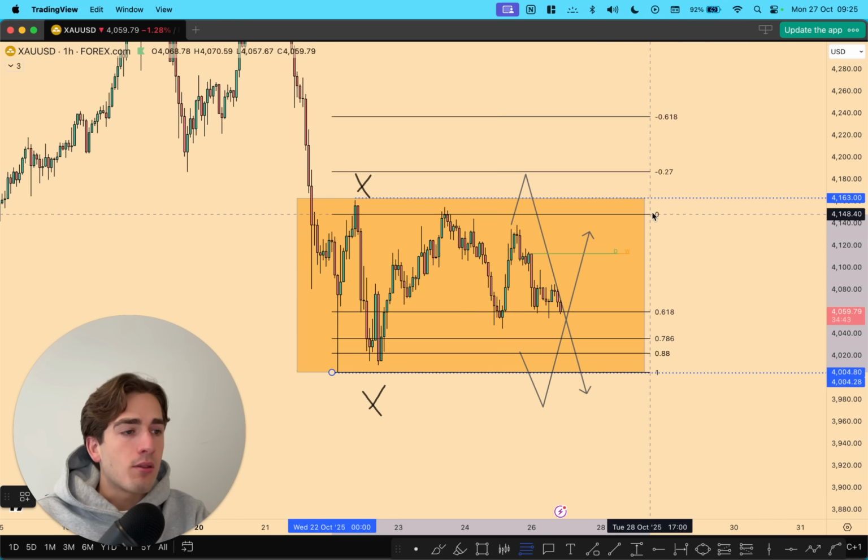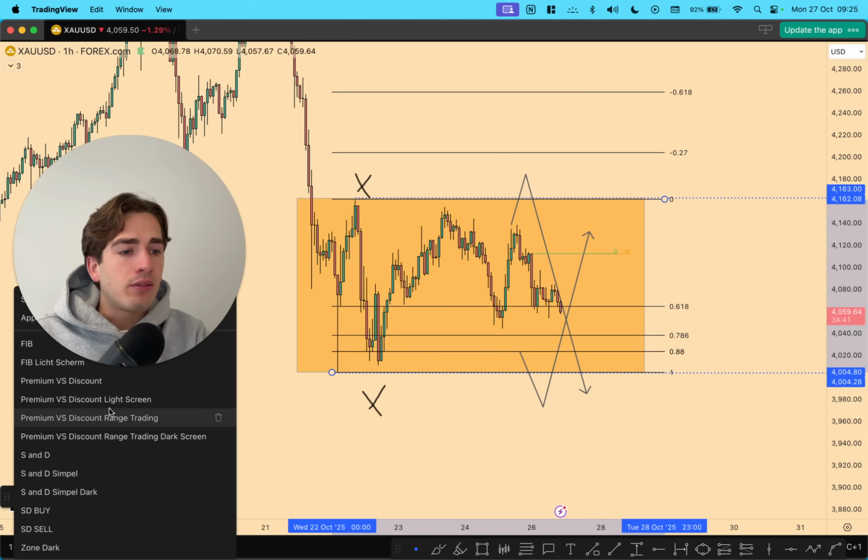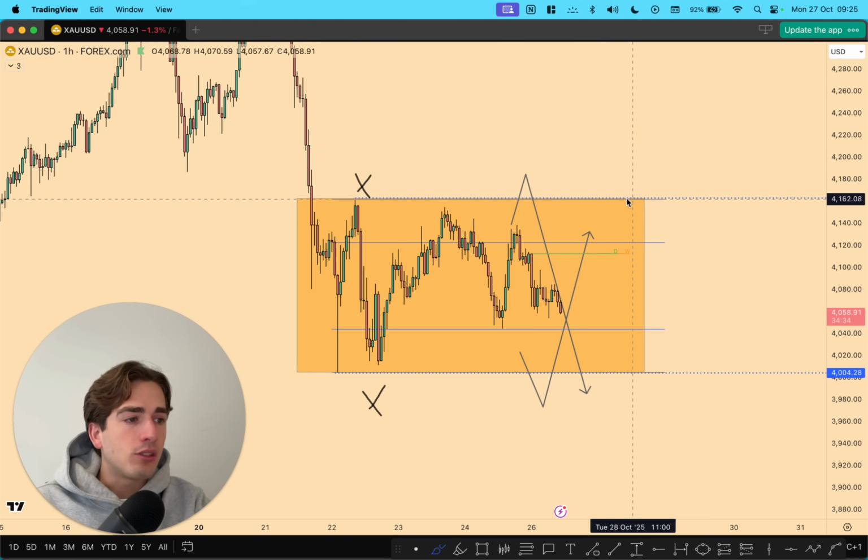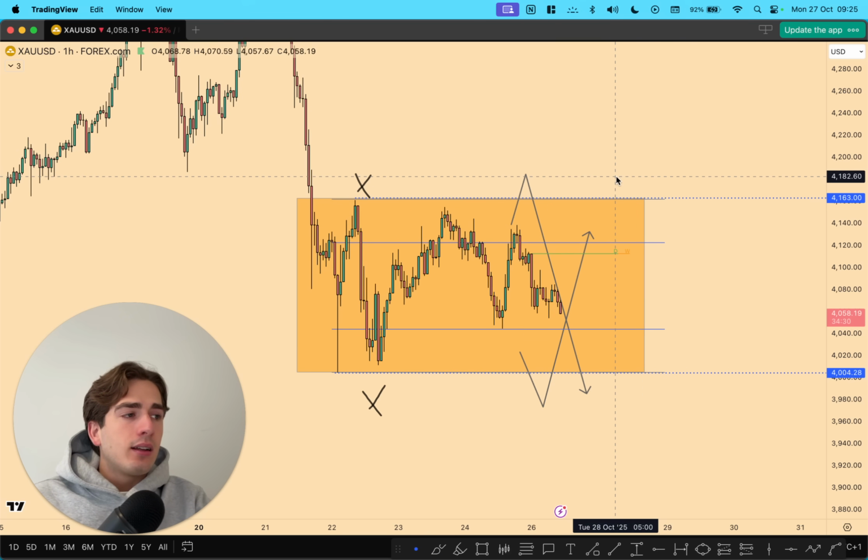Because at the moment, the market is just moving between the 25 and the 75% range bound. So then you can pretty much look for longs from the 25% region and for shorts from the 75% region. As simple as that.